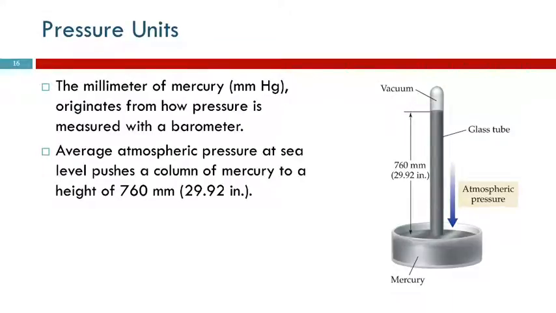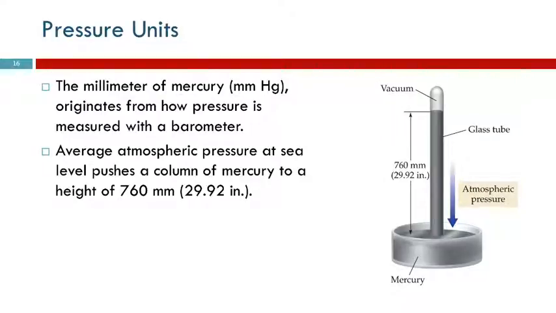Another unit is the millimeter of mercury, which sounds like a weird unit for pressure, doesn't it? Millimeter is a unit of length, and mercury is an element. How can you have a length of an element be a unit of pressure? Well, this comes back to the original barometers. The original barometer was made by taking a glass tube filled with mercury and inverting it into a dish of mercury. Mercury is a liquid. It's a metal, but it's a liquid at room temperature.